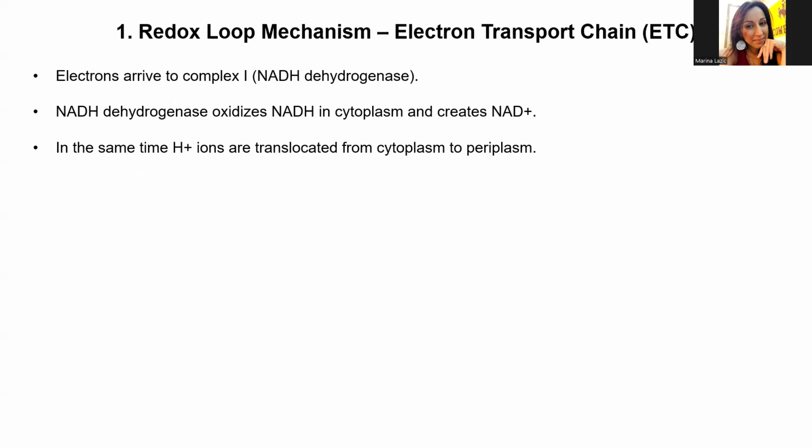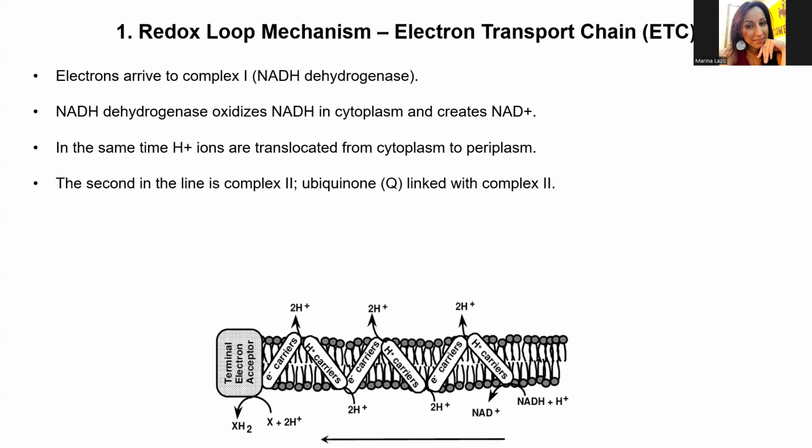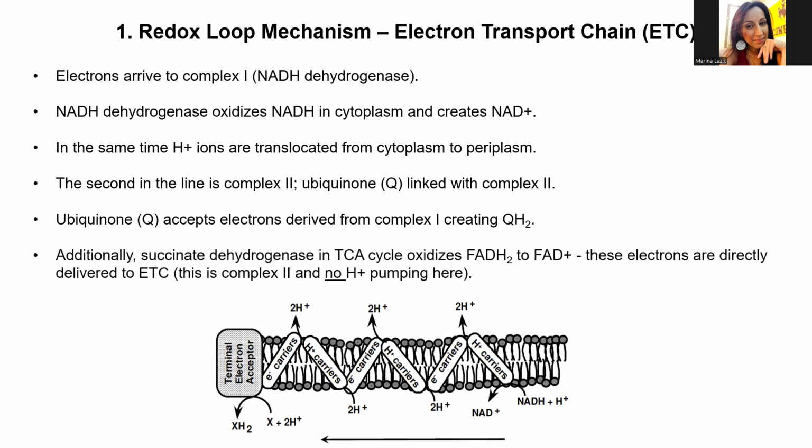So where do these electrons that are extracted from NADH go? They go to the second complex in line, which is called complex 2, simple as it is. Complex 2 is linked to ubiquinone, and ubiquinone is a very important electron carrier that floats in the membrane. It's tightly linked to complex 2. When ubiquinone accepts electrons, it becomes ubiquinol. It becomes reduced, and those electrons come from complex 1. Now ubiquinol is full of electrons and it's ready to move on.